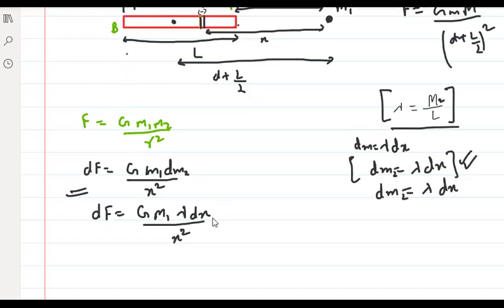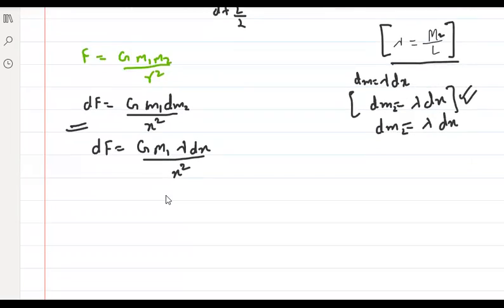Anyone have any issue till this point? From this point onwards, we will be using maths only. Physics is done till this point. Guys, please respond, because if you don't respond, I cannot know.